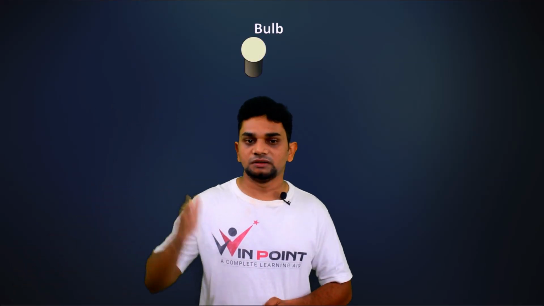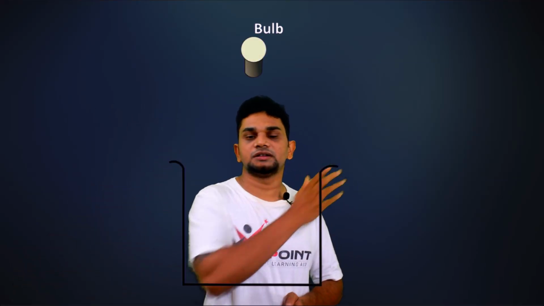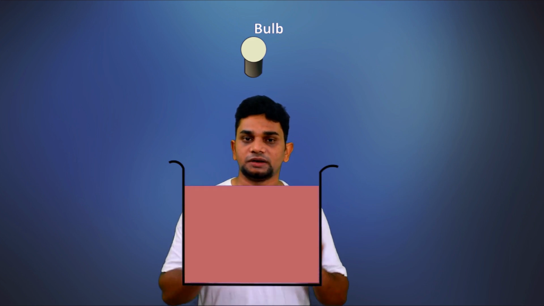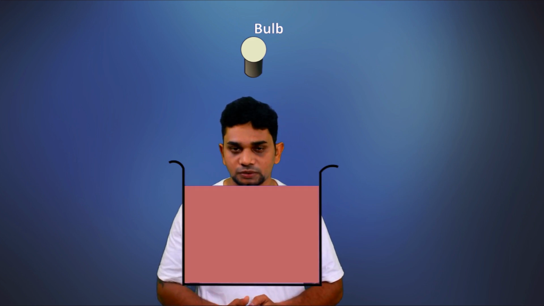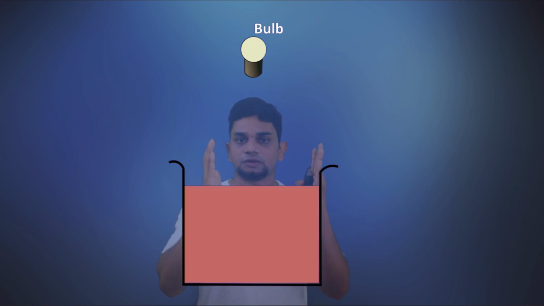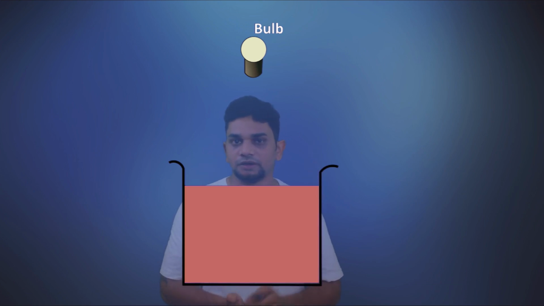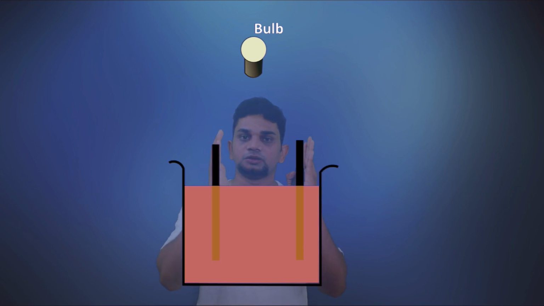Here you can see a bulb. There is a container here. This container has salt solution. We are taking any salt solution, sodium chloride solution. We are arranging two electrodes. Carbon electrode. Carbon is a good conductor of electricity. Graphite is a good conductor of electricity. So we are arranging two carbon electrodes and we are completing the circuit with the help of wires and cells.